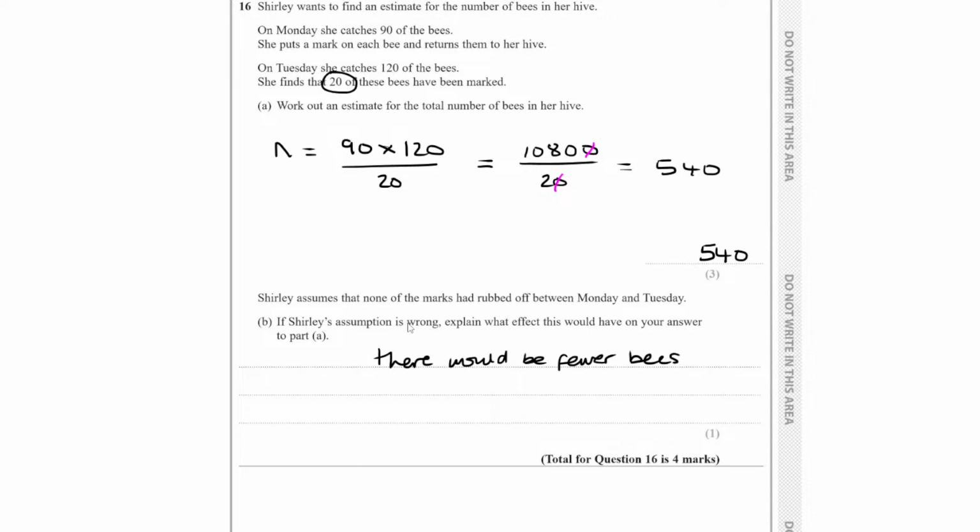Sometimes part B is actually what assumption have they made? And then you would say basically this sentence here. You would say we have assumed that none of the marks have rubbed off, or if they said tags, we've assumed that none of the tags have fallen off. Sometimes that's a part B, so just consider that as well. But that's a really nice easy 4 marks, I think, if you've got that formula.